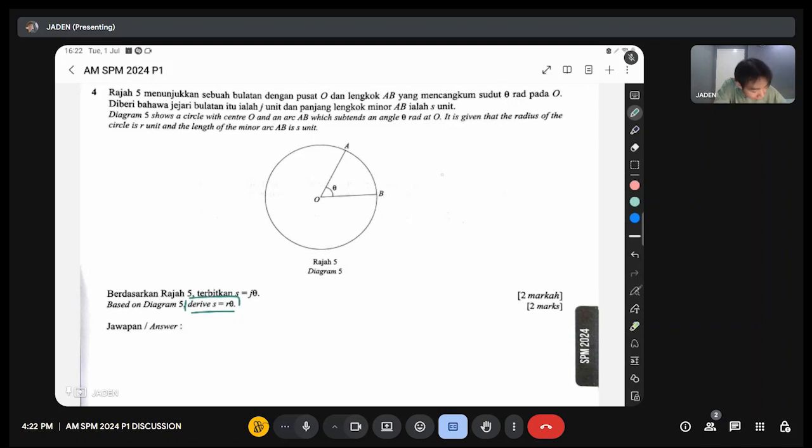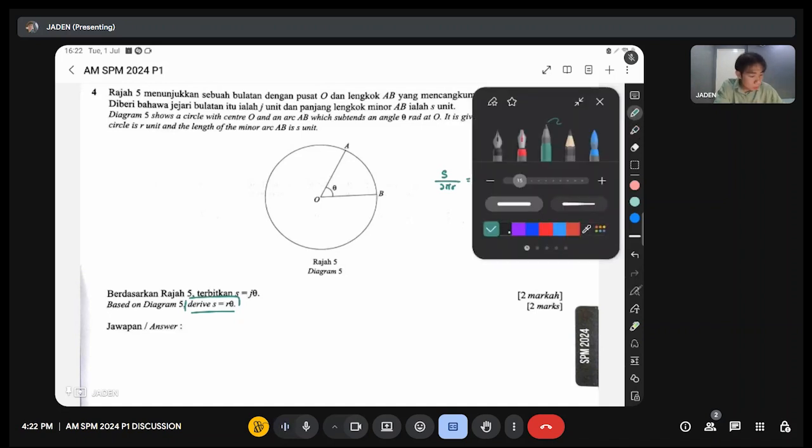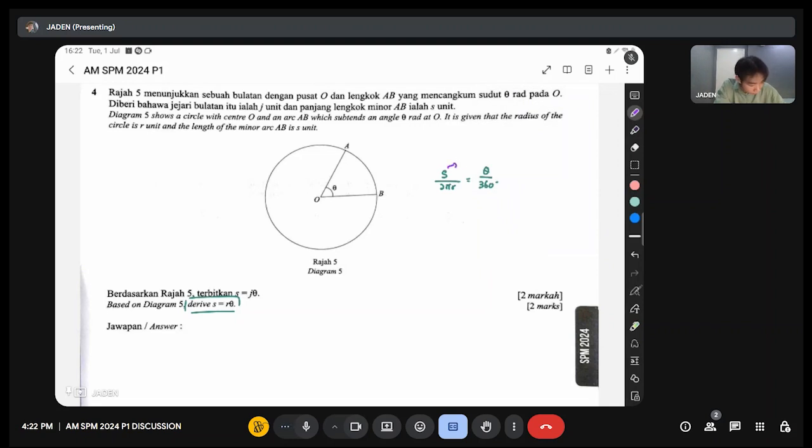We start from S over 2 pi R equal to theta per 360. Okay, since they want us to prove about the arc, right? The arc, which is panjang lengkok. So I'm using this method over 2 pi R. 2 pi R means this is a cara untuk dapatkan lilitan bulatan, alright, circumference. And then we have theta over 360 degree because the theta here is for a specific sector, and then per 360 means the full circle.